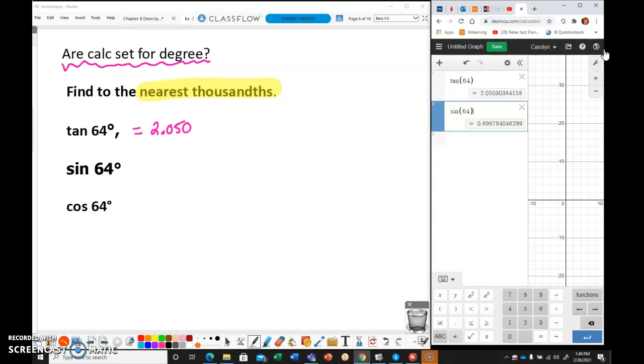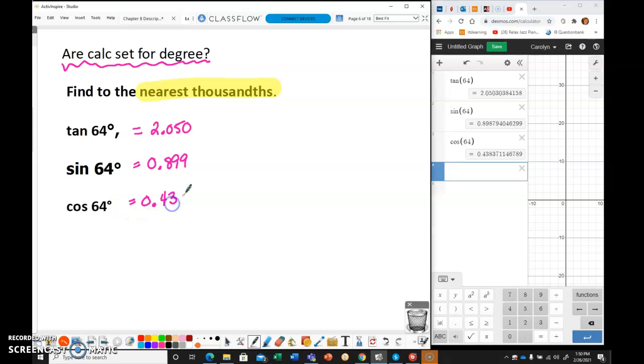So I have the sine of 64 degrees, and that gives me 0.89, and that 7 is going to bump that 8 up to a 9, so 0.899. And then the last one I'm going to find is the cosine of 64 degrees. And that one gets me 0.438. And after the 8 is a 3, so the 8 stays as an 8. Okay, so that's how you could use your calculator to find actual ratios: sine, cosine, and tangent.